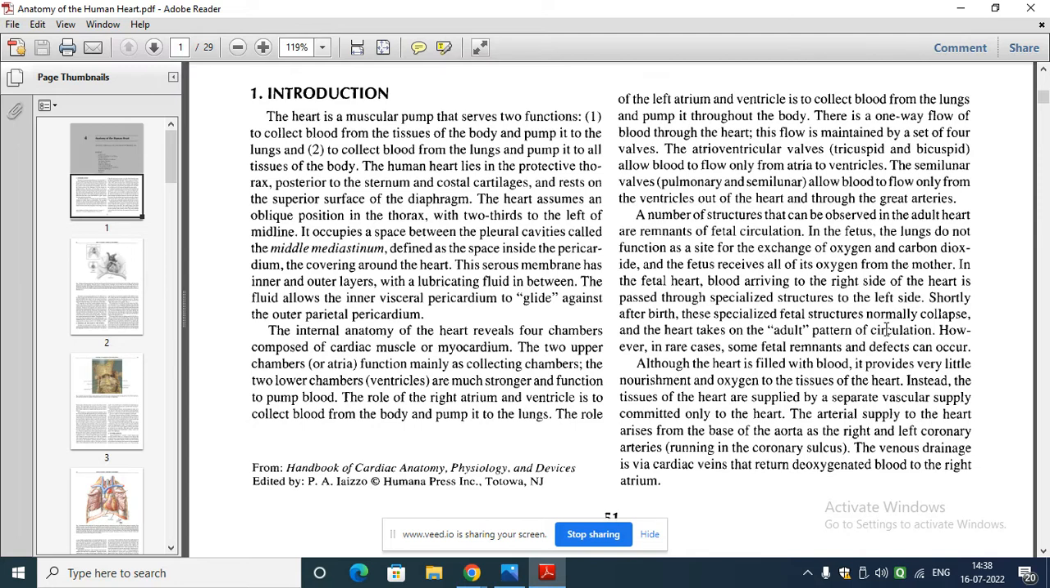So let's take the introduction of the heart. The heart is a muscular pump that serves two functions, as you know.